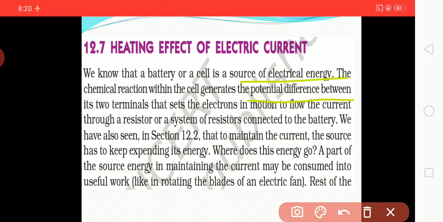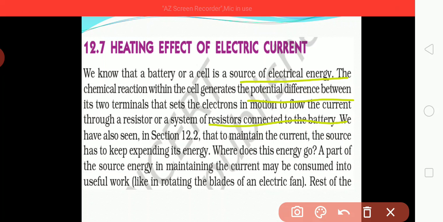Inside the cell there is a chemical reaction, due to which potential difference can be generated at the two different terminals. That sets the electrons in motion to flow the current. If the electrons move from one place to another, current will flow through that particular resistor or a system of resistors connected to the battery.